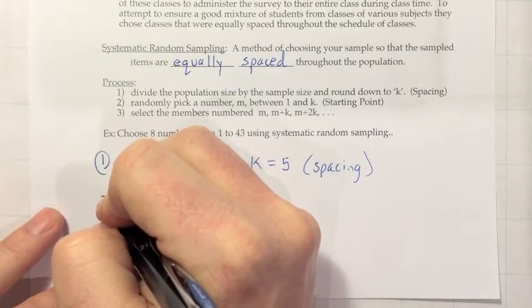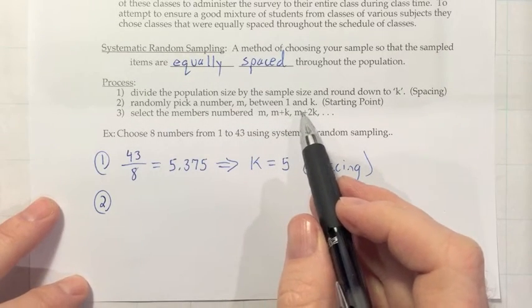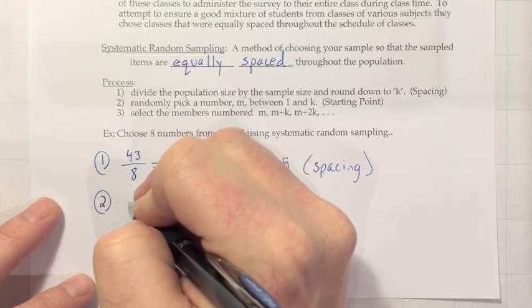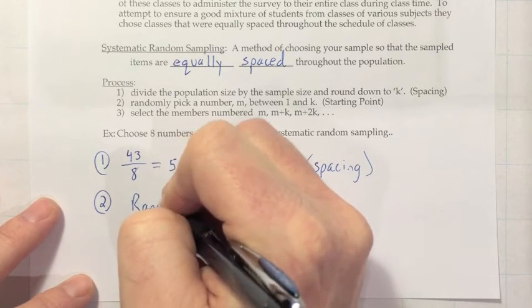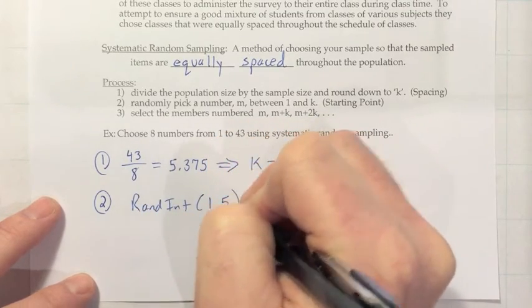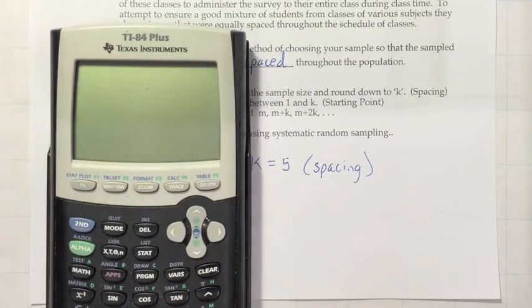Step 2 is to figure out the starting point. And it says to pick a random integer between 1 and K. So in this case, that's going to be a random integer between 1 and 5. And I'm going to go ahead and use the calculator to do that. And whatever I get from that, that's going to be my starting point. So let's bring in the calculator and see what happens there.